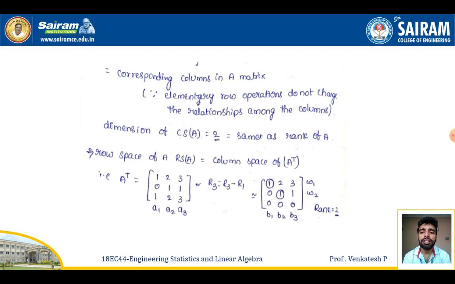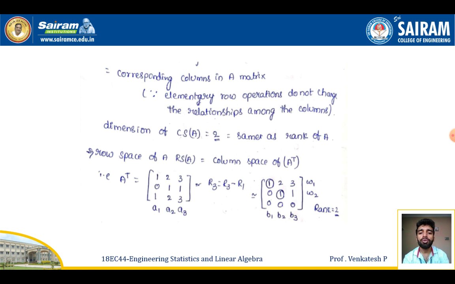Next, the row space of A will be equal to the column space of A transpose. Now I want to find the A transpose matrix, and then find the column space of that A transpose matrix. So A transpose will be 1 2 3, 0 1 1, 1 2 3. Again I perform row operations to get the echelon form. I am doing the operation R3 is equal to R3 minus R1. I'll be getting 1 2 3, 0 1 1, 0 0 0. I'll take these as B1, B2, B3. So the rank of this A transpose matrix will be 2.